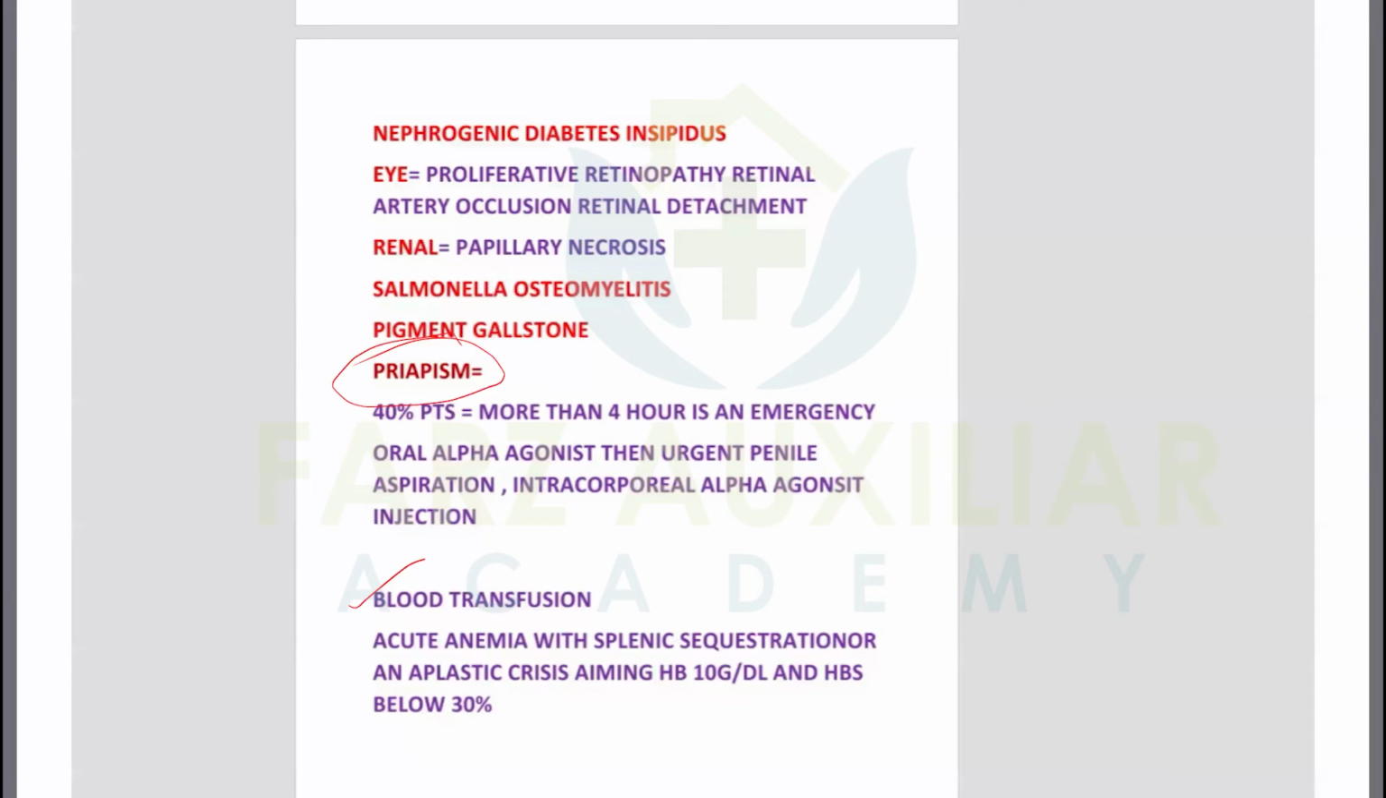And when you can give blood transfusion, just splenic sequestration and aplastic crisis, you can give some blood transfusion. So these are the indications and complications you should remember. So I would request all of you to go for nephrogenic diabetes insipidus also repeatedly. And also you should remember salmonella osteomyelitis and priapism. These three things, mostly, you need to remember, okay? I will show you some questions so that you can understand.